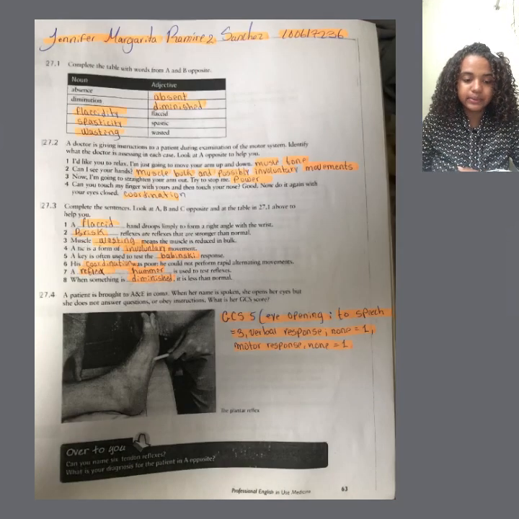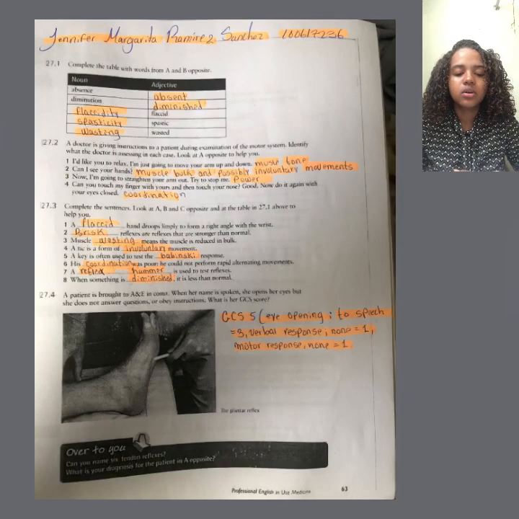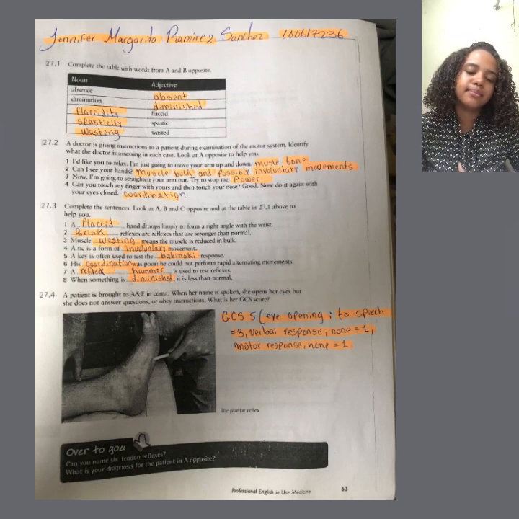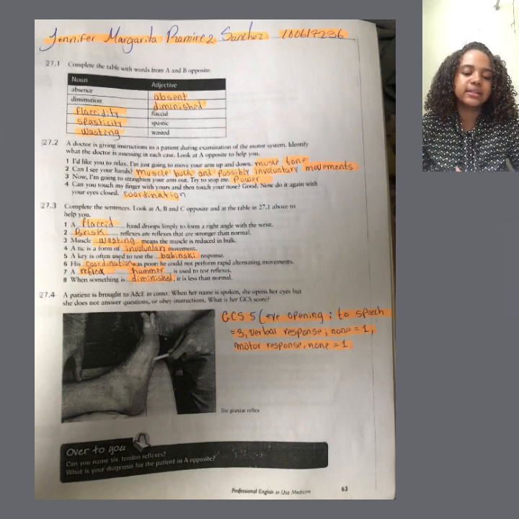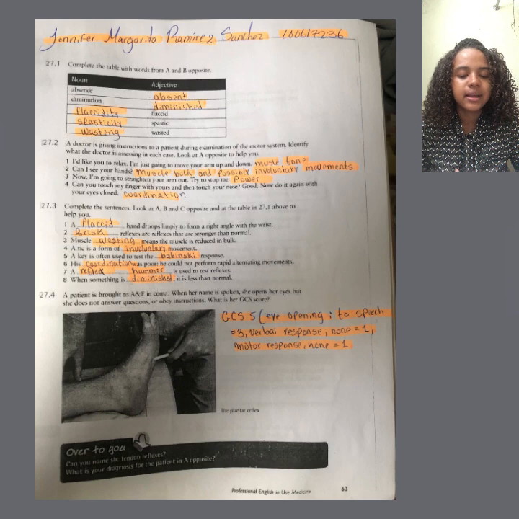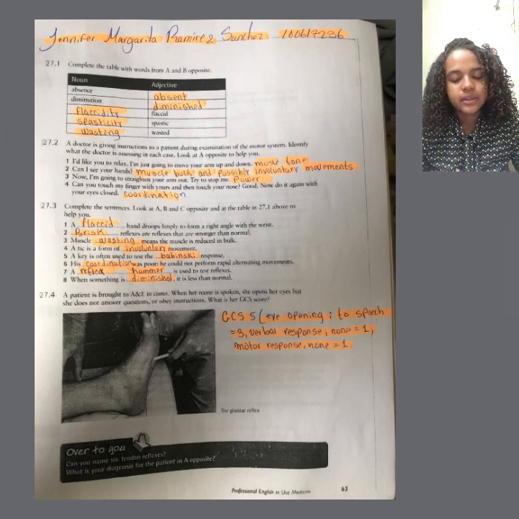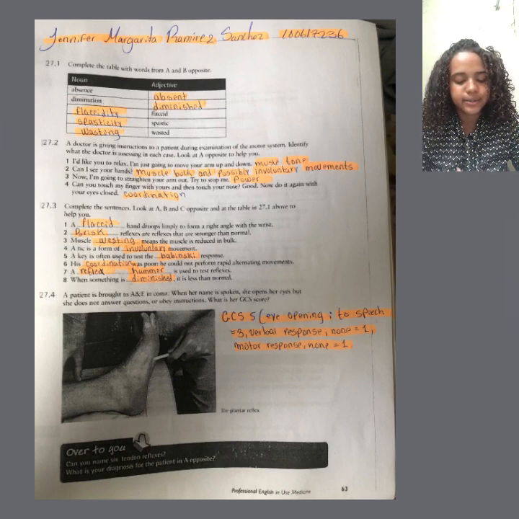Chapter 27. Complete the table with words from A and B opposite. Noun, adjective. Accent, accent. Diminution, diminish. Flaccidity, flaccid. Spasticity, spastic. Wisdom, wise.